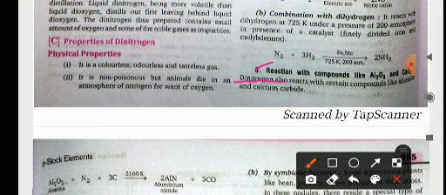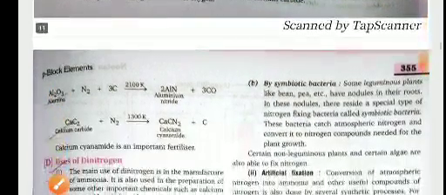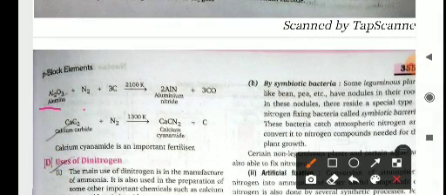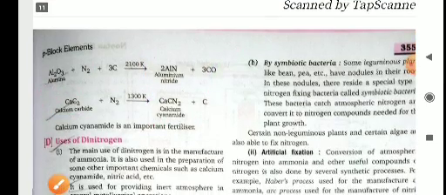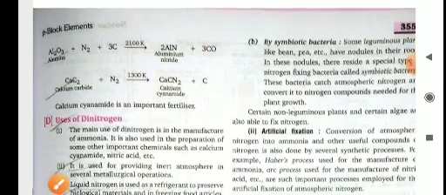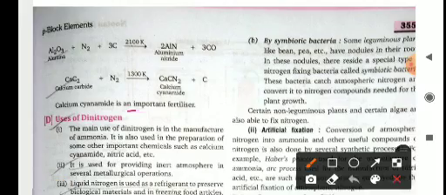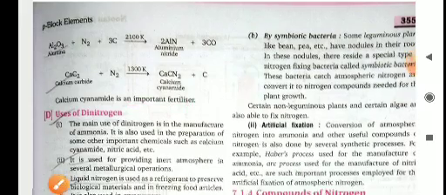Dinitrogen also reacts with certain compounds like aluminium oxide and calcium carbide. When aluminium oxide reacts with nitrogen in the presence of carbon, it forms aluminium nitride and releases carbon monoxide gas. Calcium carbide reacts with nitrogen at 1300 Kelvin temperature and gives calcium cyanamide. Okay, so calcium cyanamide is an important fertilizer.